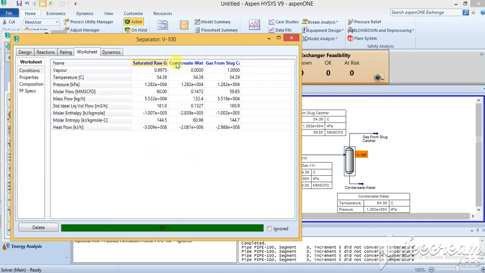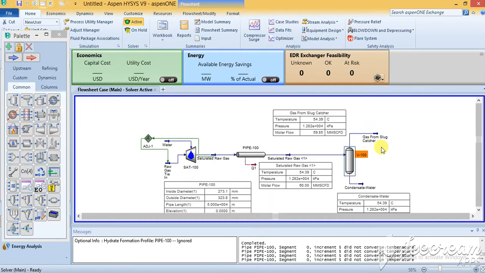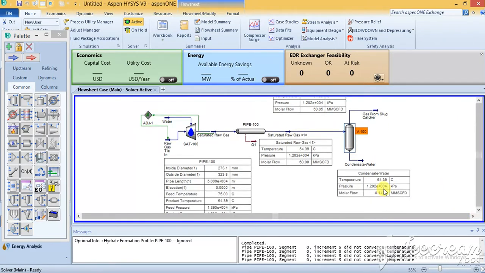So from the last video you would have seen that there is a temperature shown at the separator. If you can see from here, the temperature of the gas is 54.39, the pressure is 1.282, and the molar flow is 59.85, and some of the molar flow has been removed in the form of condensate and water at the bottom.